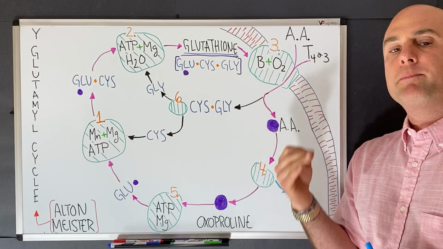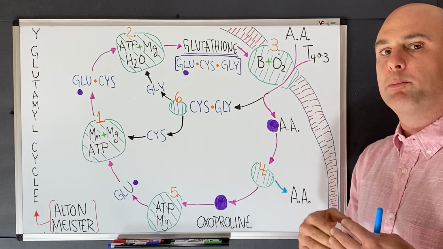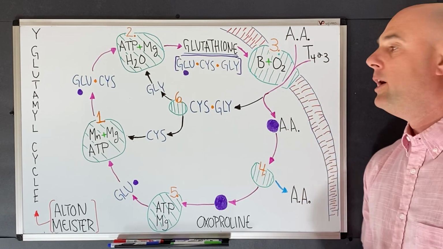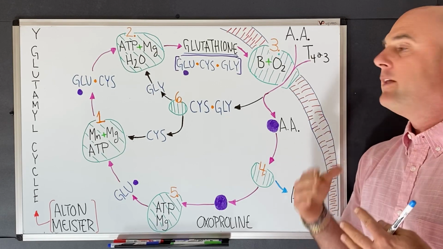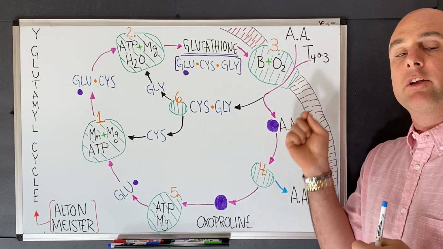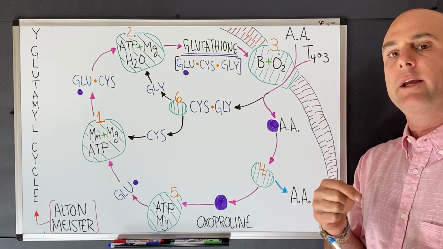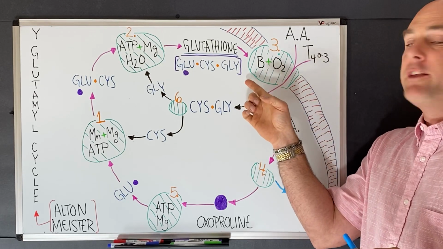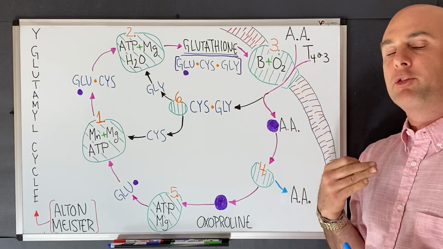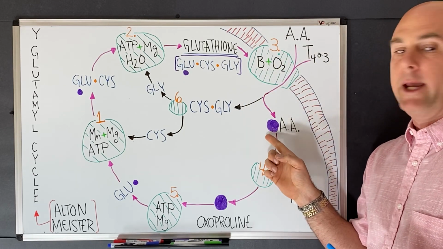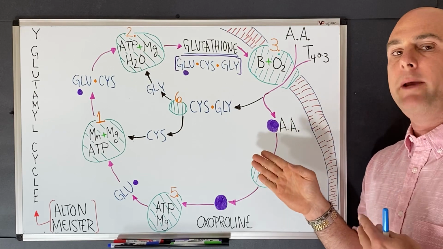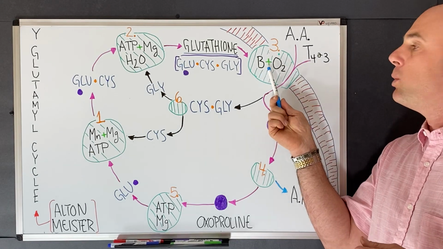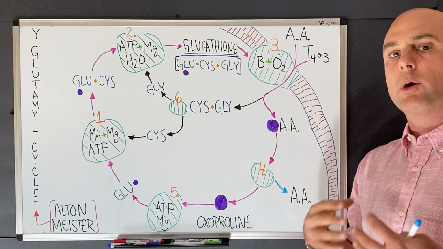Now, enzyme 3 is where the breakdown of glutathione begins. Enzyme 3 sits on the cell membrane here, and this is the enzyme that allows the amino acids to come into the cell by breaking down glutathione. Now, when glutathione goes to enzyme 3, it pulls a glutamate, the glutamate amino acid, off of glutathione. Now, enzyme 3 requires boron and oxygen, or borate.